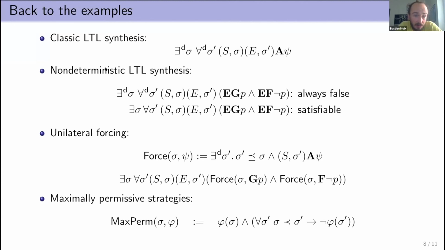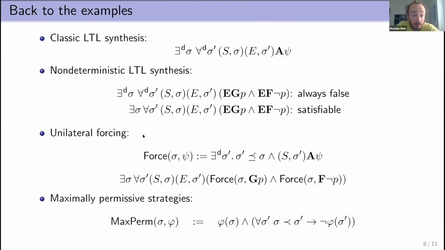Now, non-deterministic LTL synthesis. So we have said before that when both strategies are deterministic, this specification is always false because these two strategies determine a unique behavior that cannot satisfy both properties. But if we allow for non-deterministic strategies of the system and the environment, then this specification becomes satisfiable.